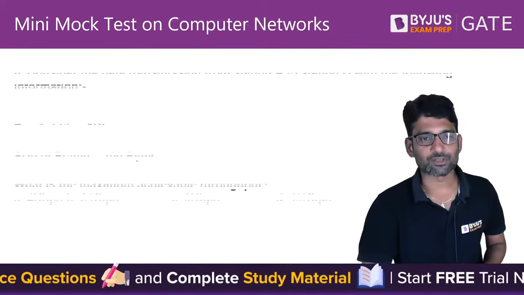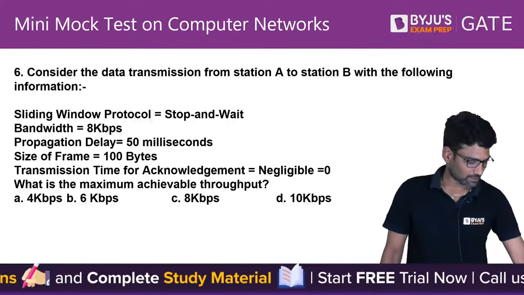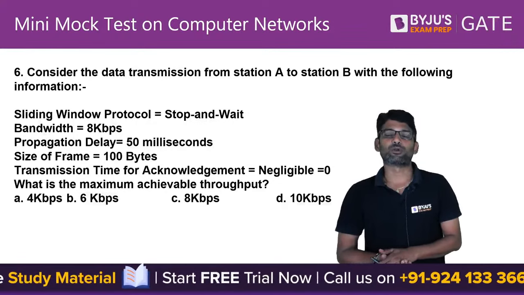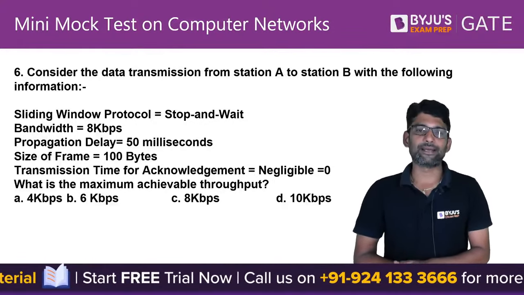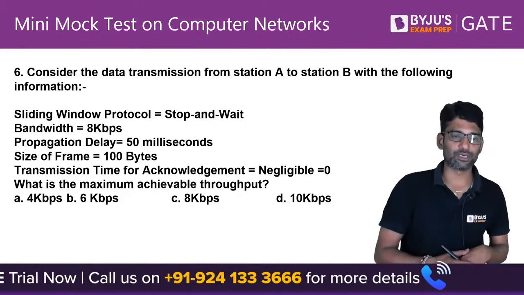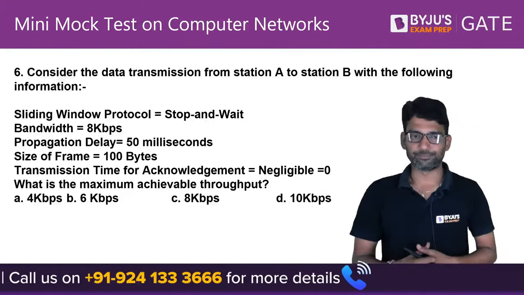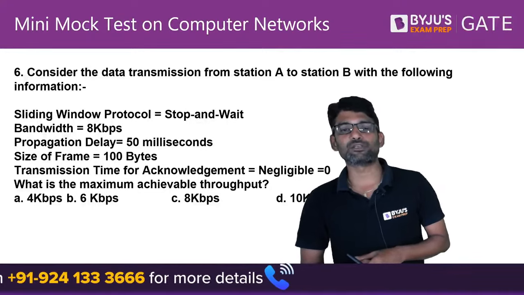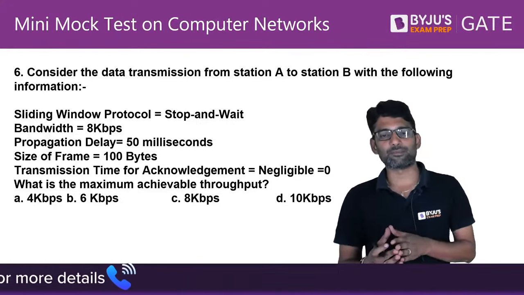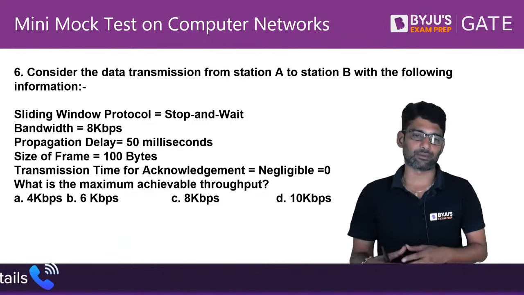Question number 6. Consider the data transmission from station A to station B with the following information. Sliding window protocol, stop and wait, bandwidth, propagation delay, frame size given. What is the maximum achievable throughput? 4 kbps, 6 kbps, 8 kbps, 10 kbps.